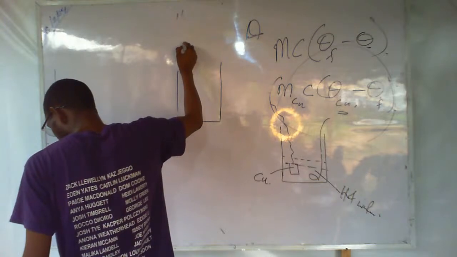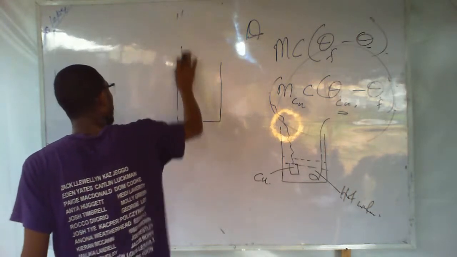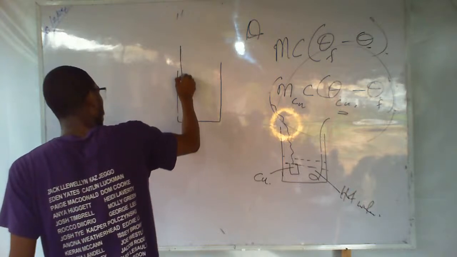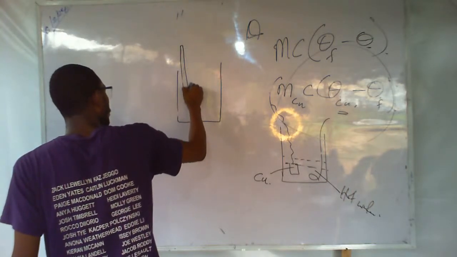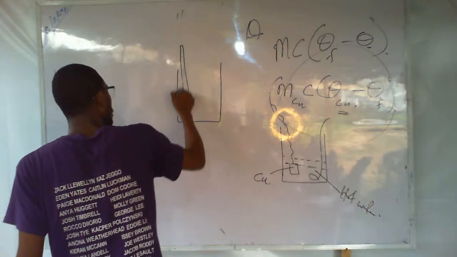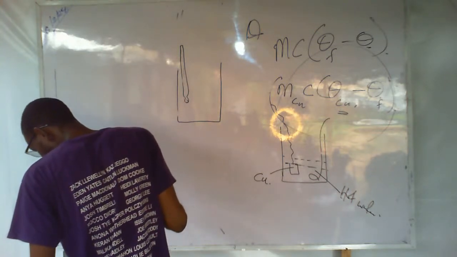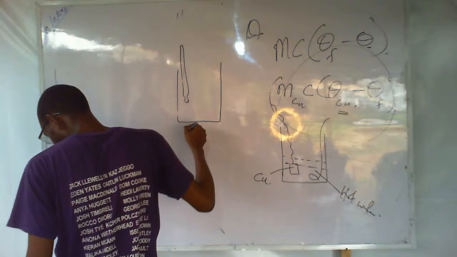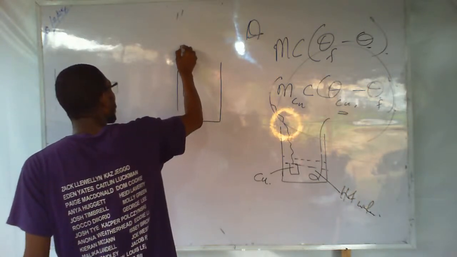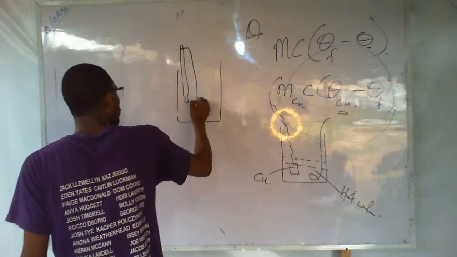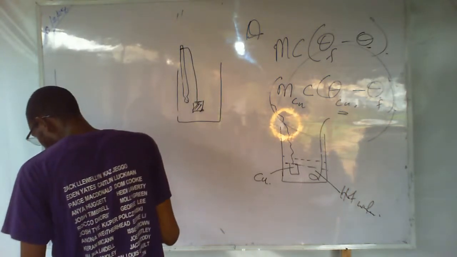So we have our thermometer there. It's not straight there, but just try. So this is our thermometer. So which solid do we have there? We have a solid here attached to this. So we have hot water.